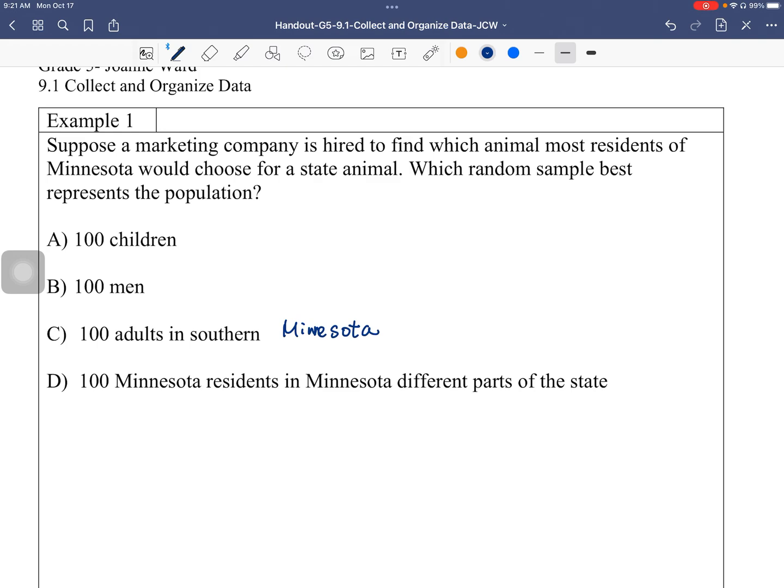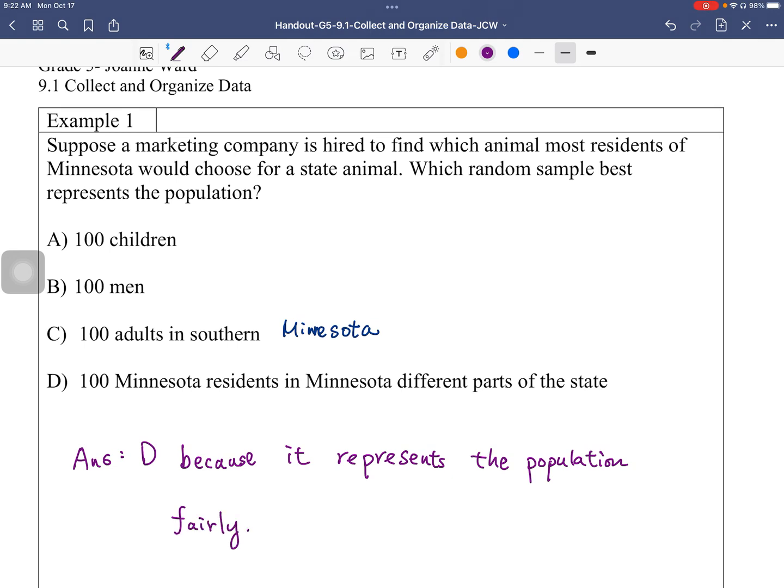In the situation of D, every Minnesota resident would have an equal chance of being selected. So here the answer is D, because it represents the population fairly. Each Minnesota resident will have an equal chance of being selected.